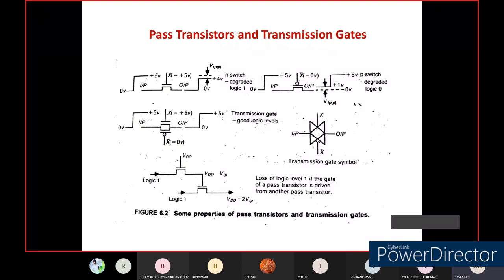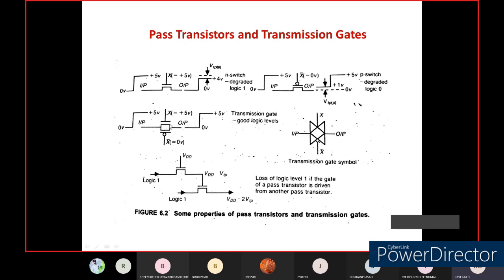Okay, so what happens? The NMOS you are giving 1 and the PMOS you are giving 0. Both the transistors will be turned on. And whatever signal is at the input terminal will be passed. So if you have a plus 5 volts, it will be passed as plus 5. If you have a 0, then it will be transmitted as 0.